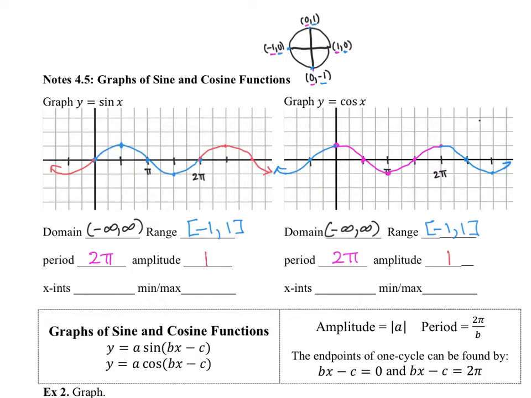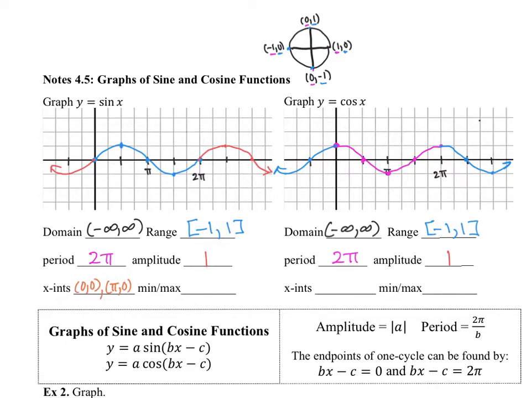Same for cosine, and the amplitude is always a positive value because it's a distance from the midline. Okay, for the sine graph, let's look at some of our x-intercepts. There are infinite x-intercepts, so I'll just list a couple. I see one at (0, 0). I see one at (pi, 0). And there are infinitely many other ones.